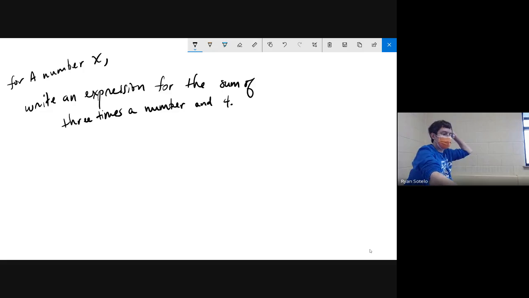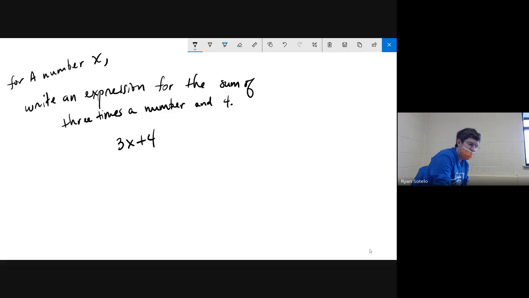How about one of these ones where you got to translate the sentence? For the unknown number, you're going to use the letter X. What would be an expression for the sum of 3 times a number and 4? Do we know how to do this? Anybody? Do you? Yeah. What do you think? 3x. Yeah, 3x plus 4.